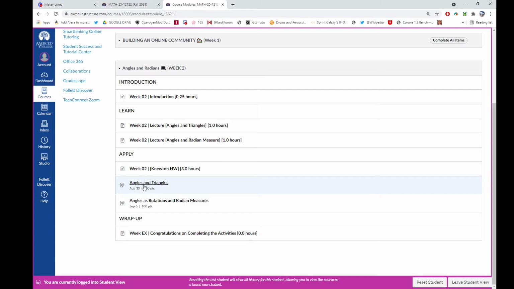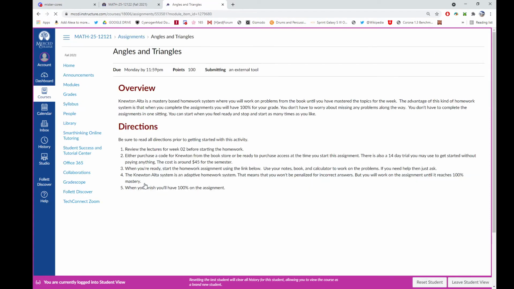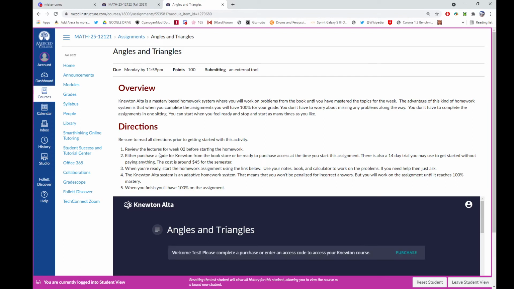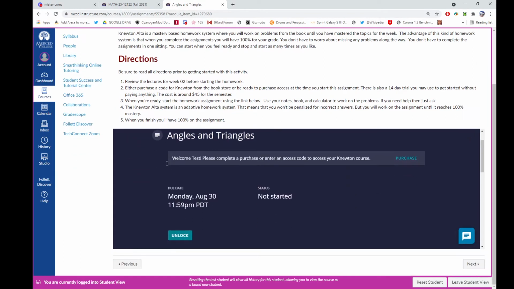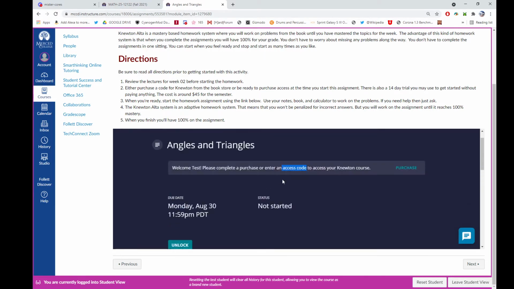So if I click on the first homework here, angles and triangles, then I get some instructions up here about what you should do. And if you come down here, it says welcome test. It thinks my name is test. Please complete purchase or enter an access code to access your Knewton course. Now, the access code that they're talking about would be if you purchased an access code from the bookstore. So if you already purchased access from the bookstore, this would be the access code they're talking about. If you didn't, that's fine. It's cheaper just to buy it here.